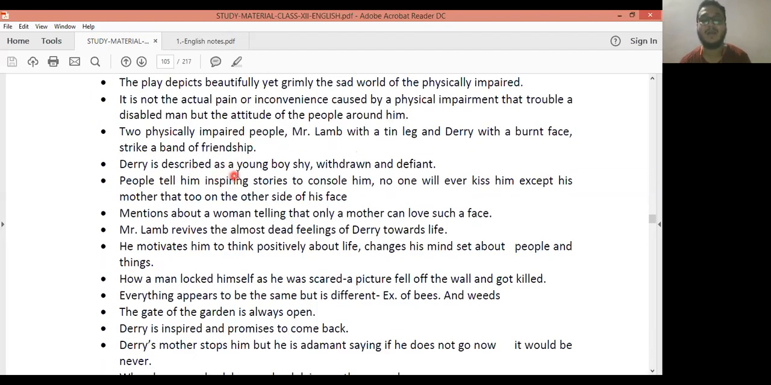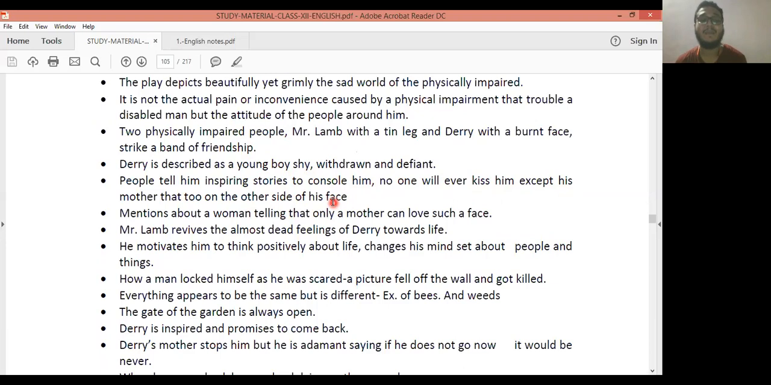Derry is described as a young boy, shy, withdrawn, and defiant. People tell him inspiring stories to console him. No one will ever kiss him except his mother, that too on the other side of the face. Yes, students, that's correct. He does not like mixing with people. He wants to stay away from people.